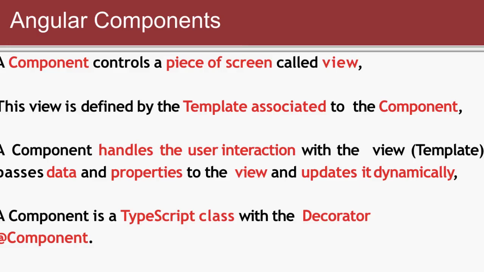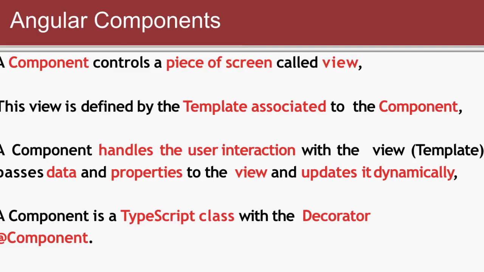So in Angular, a component controls a piece of screen called a view. Components are used for viewing purposes. It is the view part of your Angular app. This view is defined by the template associated with the component. With the component, we associate a template, which can be an HTML template, and I will show you how you see those templates. Also, a component handles the user interaction with the view template, passes data and properties to the view, and updates it dynamically.